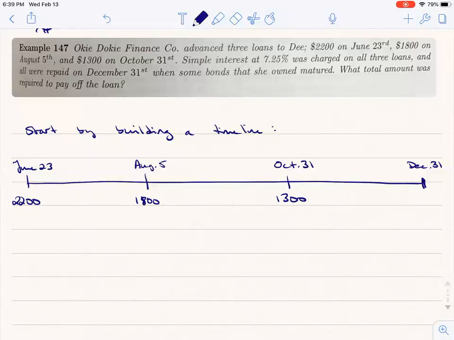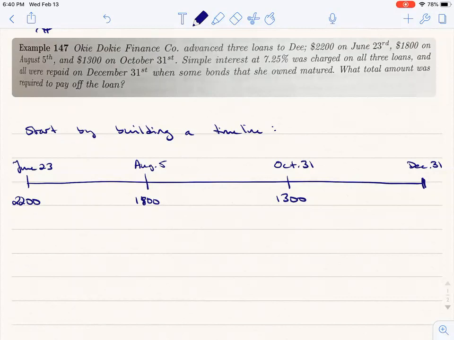There's no amount on December 31st, but we want to know what total amount was required to pay off the loan. So the reason we map this out this way is because, well, this 2,200, we have to pay interest from June 23rd all the way to December 31st. And same idea, 1,800, we have to pay interest on that from August 5th, which is a little bit shorter, to December 31st. And so we have to repay all of these individually with interest.